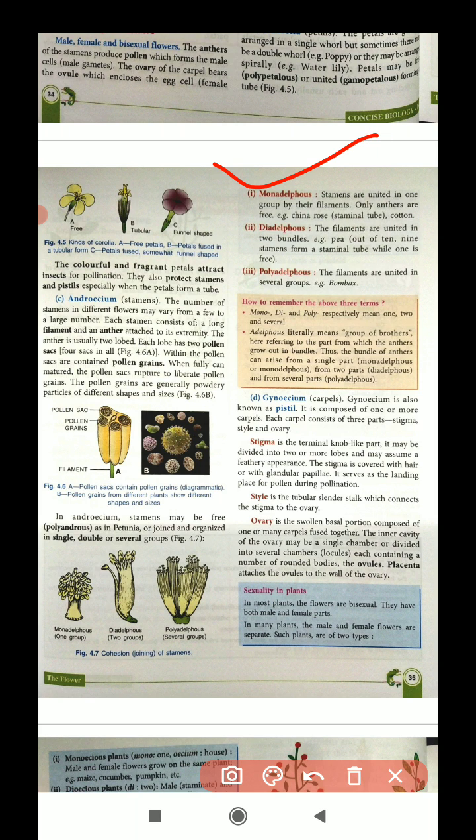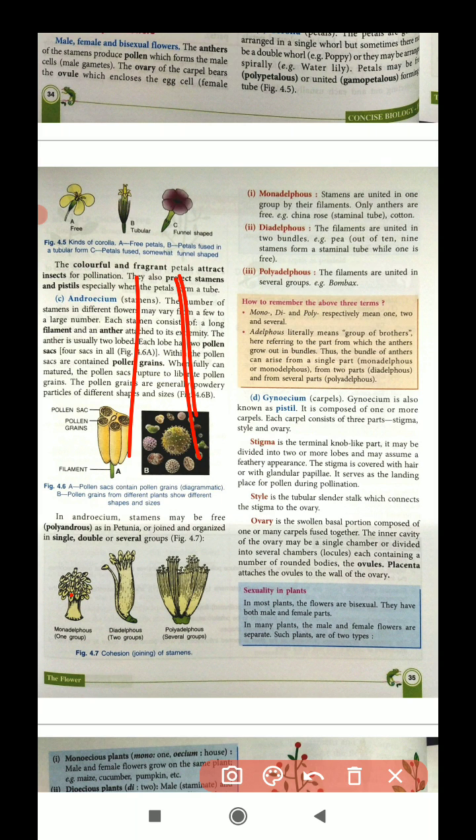You can see here, monodelphous: stamens are united in one group by their filaments. So there is one filament, and above there are all the anthers. You can see the anthers and one filament. Only the anthers are free. You can see the anthers are free, but the filaments are the same.